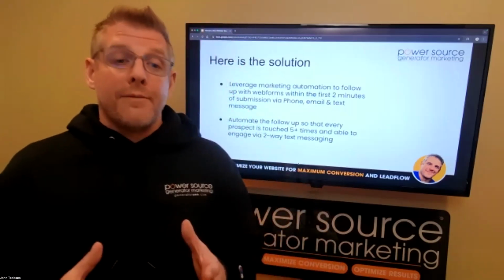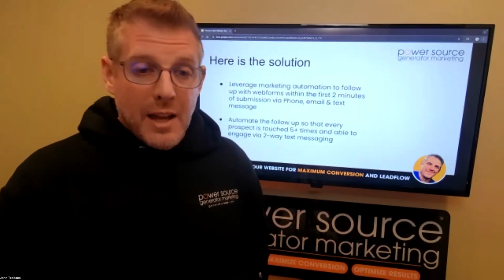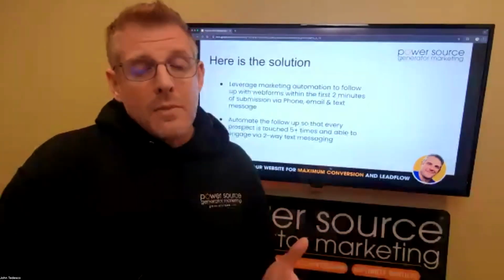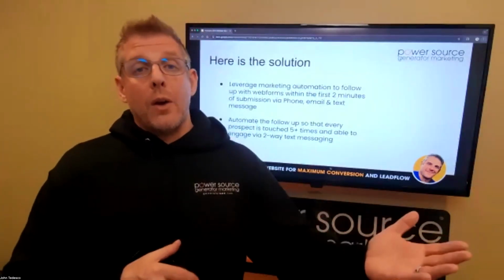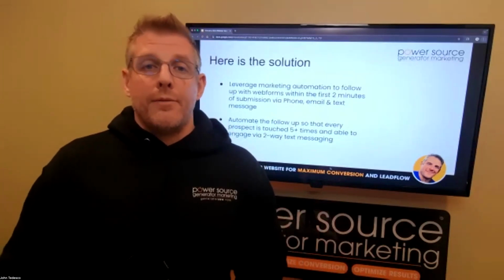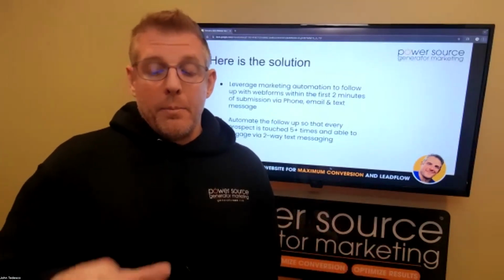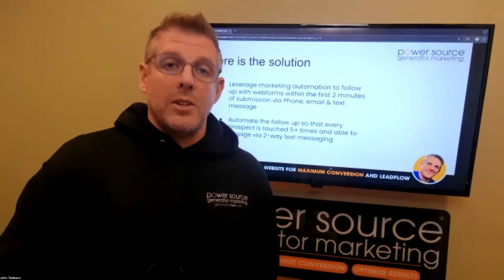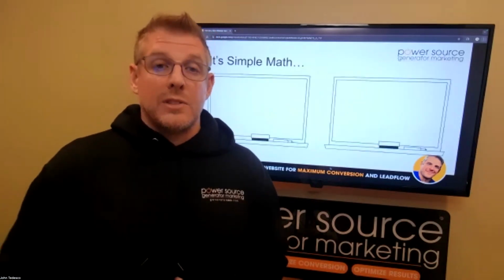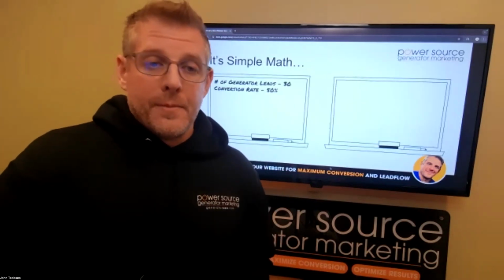You can automate that follow-up with every prospect to touch them 5+ times, able to engage via two-way text messaging. Like I said, you send that email right away, automate the text message, and you can keep automating that if there's some situation where you can't respond. But having that first initial automation in place is pretty important to keeping that lead from going over to the competitors.